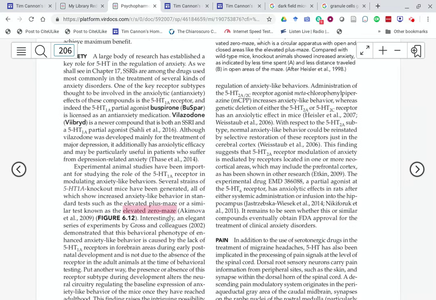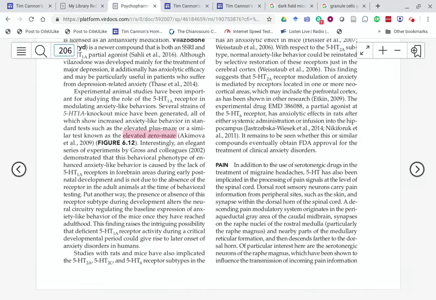anxiety, Buspar. Oh, elevated zero maze. I was going to show you a picture of that. You've seen the elevated plus maze, which looks like a plus, and it has open arms and closed arms. The elevated zero maze is a big circle, like a train track under the Christmas tree, but it's elevated, and part of it is exposed, and there are no walls, and part of it has walls, and anxious animals stay where the walls are.